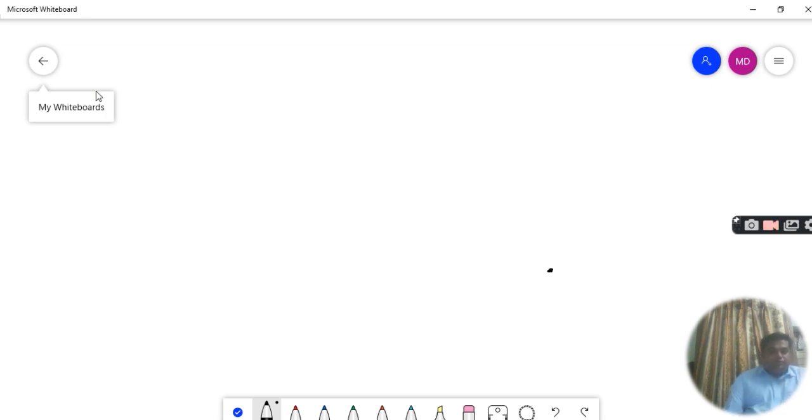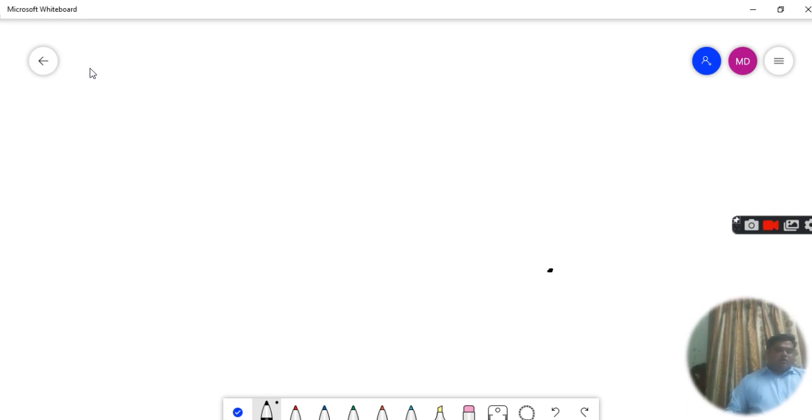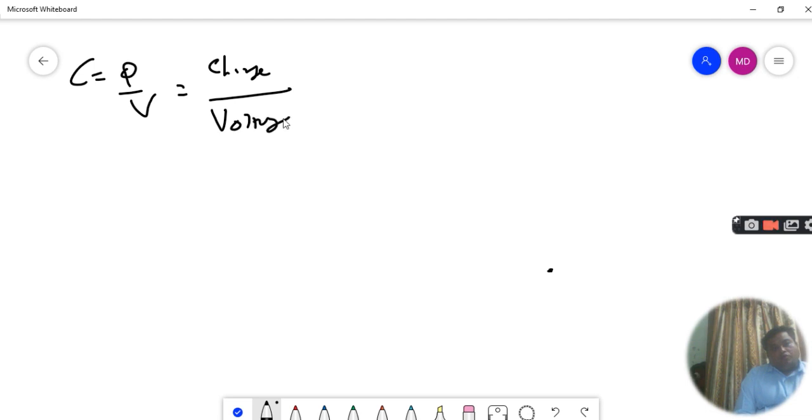Now we are going to discuss capacitance, because here we learn about the dielectric medium. So now the situation is the capacitance of a parallel plate capacitor with a dielectric slab. What does capacitance mean? C equals Q upon V, where Q is the charge and V is the voltage, and the unit of capacitance is the farad.